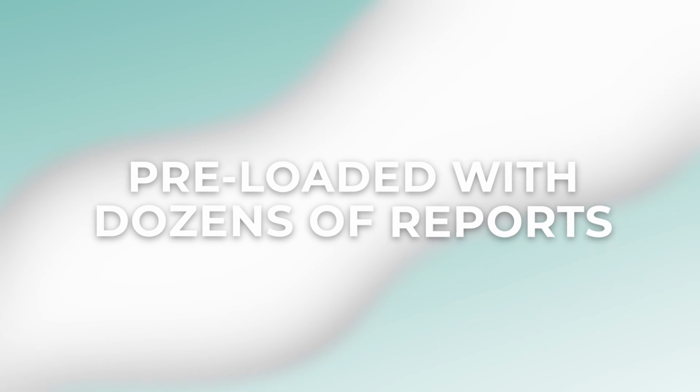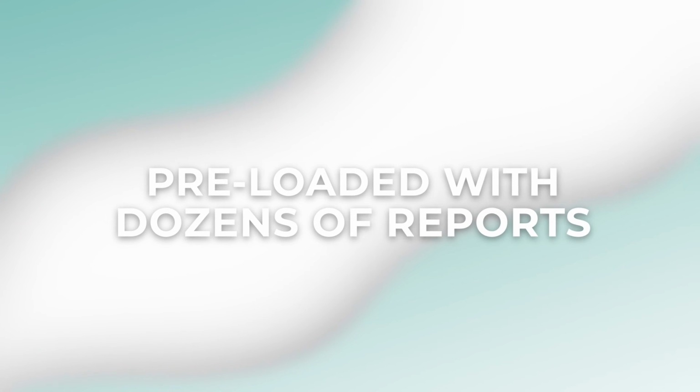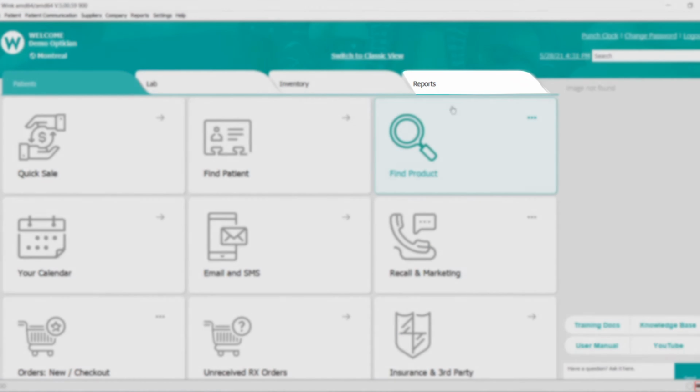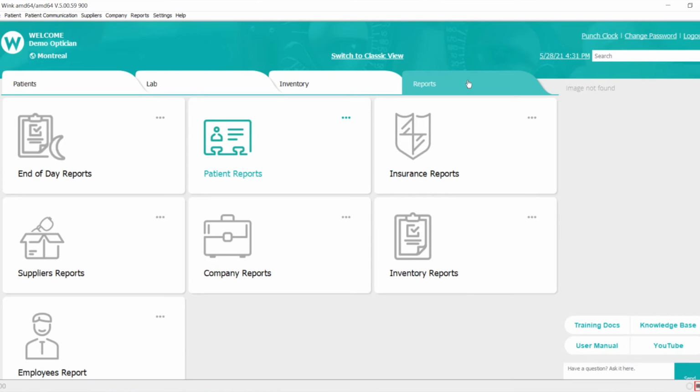The last thing I'd like to show you is our reporting module. If you're a store manager or an owner, then you'll be happy to know that Wink comes preloaded with dozens of reports. To access them, simply click on the Reports tab and click on the tiles to cycle through our menus. Here's a quick look at some of our favorites.